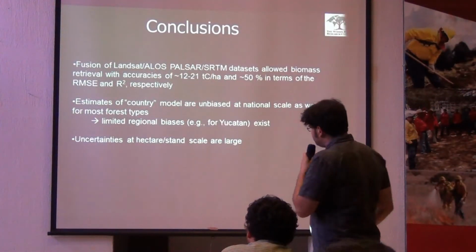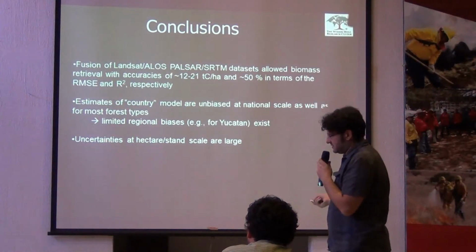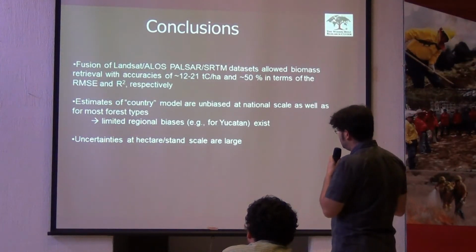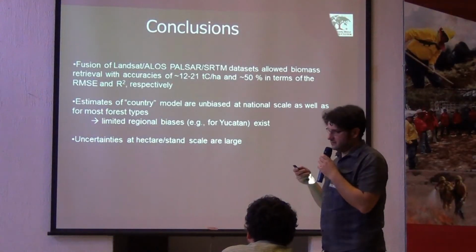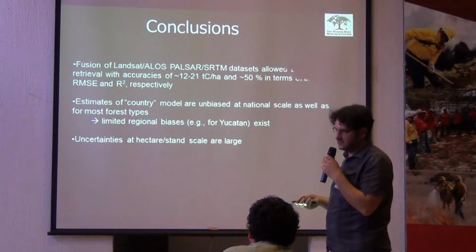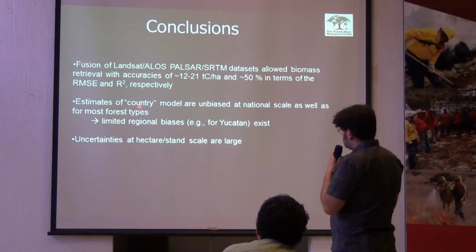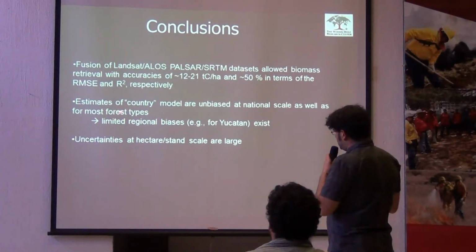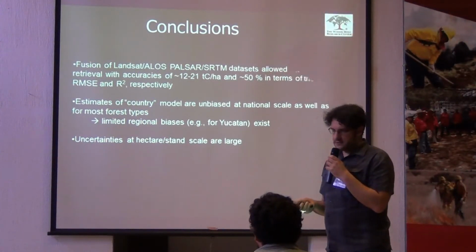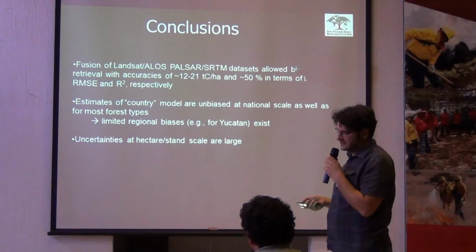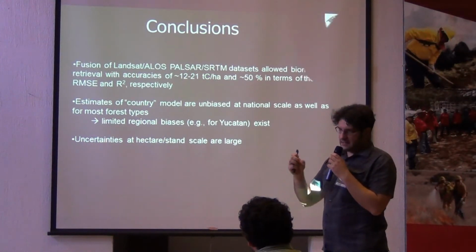So in conclusion, we were able to produce a map from high-resolution data sets using widely available, globally available Landsat and radar data sets that are not only available for the past, but also will be in the coming years. And we have seen that at the plot scale, the hectare scale, the uncertainties are very large. So that kind of limits the use of the map at the finest scale that it actually provides.